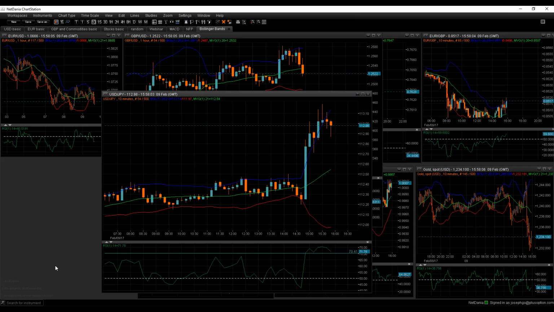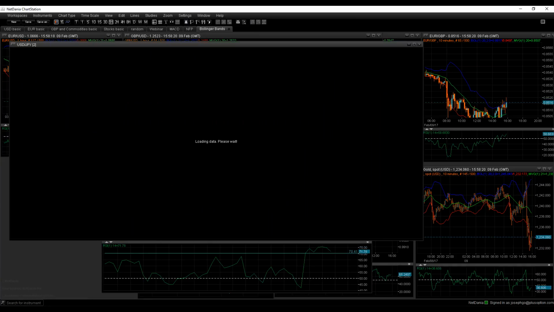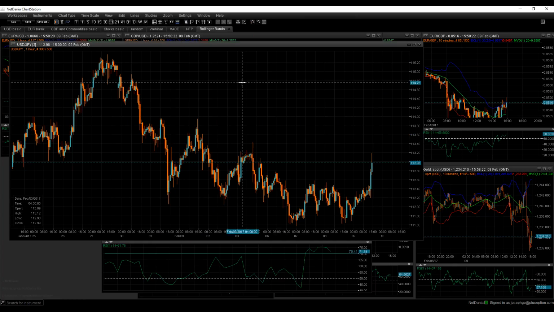netdanya.com, sign up for an account and open up the chart station. The first asset you should open, you would search for your instruments down here, type in USD JPY, click on the interbank option. Okay, so you would open this chart.